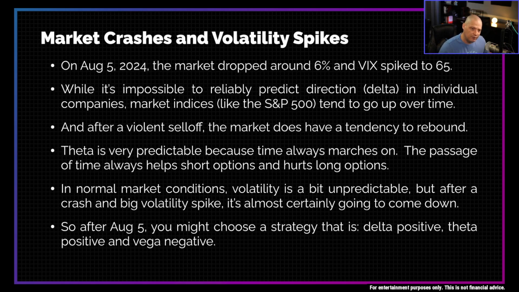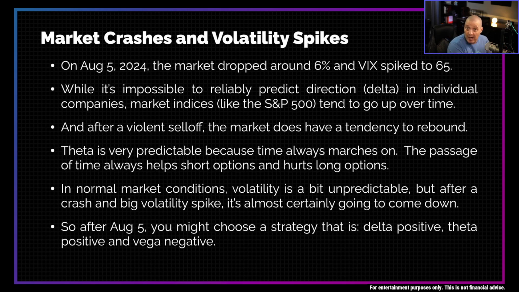Now let's talk a little bit about Vega. In normal market conditions, volatility is a bit unpredictable. You really don't know if volatility is going to go up or going to go down. When VIX is trading in its kind of normal range, you really don't know where it's going to go next.